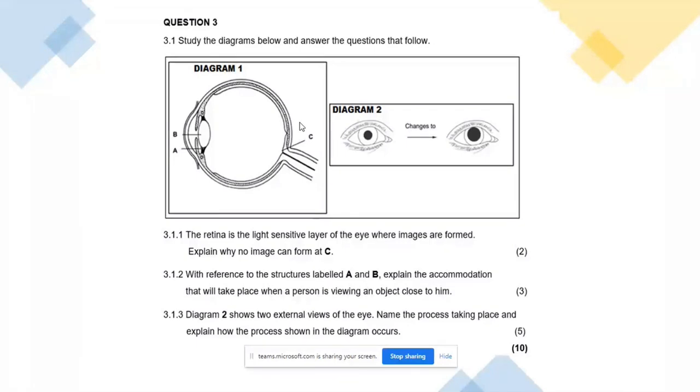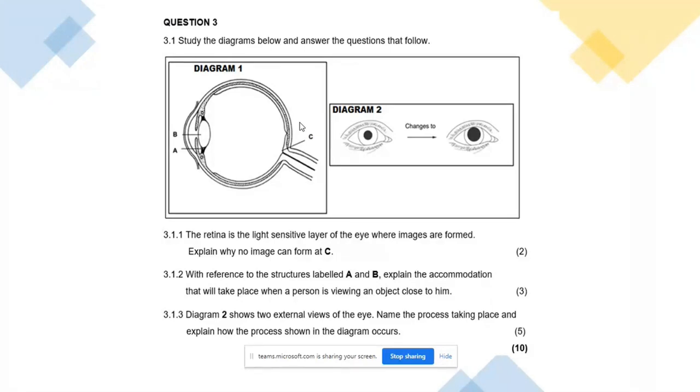You must explain the accommodation that will take place when a person is viewing an object that is close to him. Okay, so now obviously you guys know what would happen when you're viewing something closer than 6 meters. It has to do with the lens. The suspensory ligaments will slacken. It will make the lens more convex, and it will change the shape of the lens. So we will look at that answer in a second, but just keep that at the back of your mind for now. I just want to go to 3.1.3 as well.